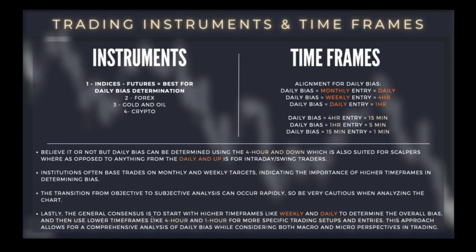Lastly, the general consensus is to start with the higher time frame like weekly and daily to determine the overall bias, and then use the lower time frames like the 4 hour and 1 hour for more specific trading setups and entries. This approach allows for a comprehensive analysis of daily bias while considering both macro and micro perspectives in trading. This is just stuff that I've seen and I recommend you guys try and test out when forming a daily bias.